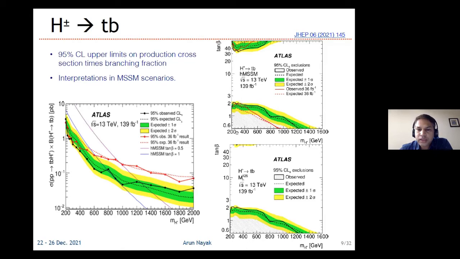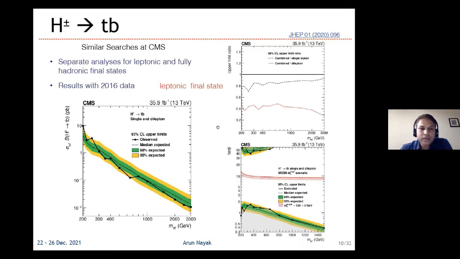So you can see that it excludes tan beta above, say, around 40 for the HMSSM scenario, and also it excludes very low tan beta regions for a large mass range. Okay, so again, similar searches were there for CMS, but the results are still only with the 2016 data.